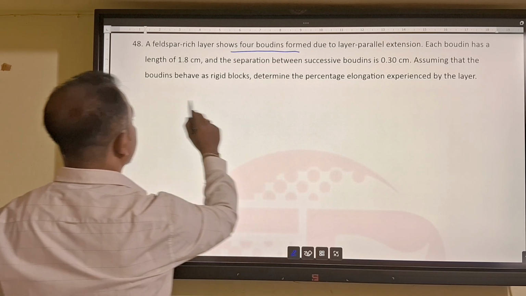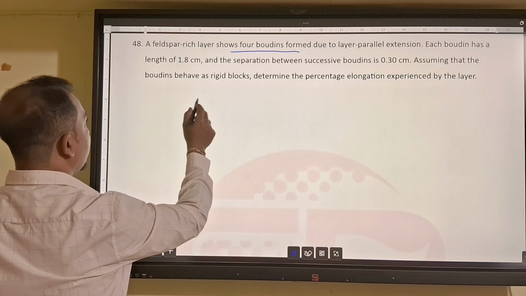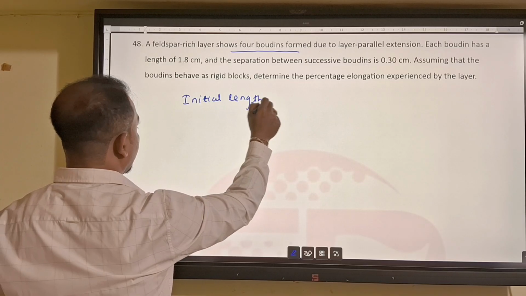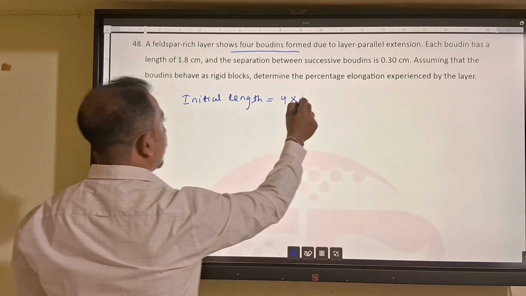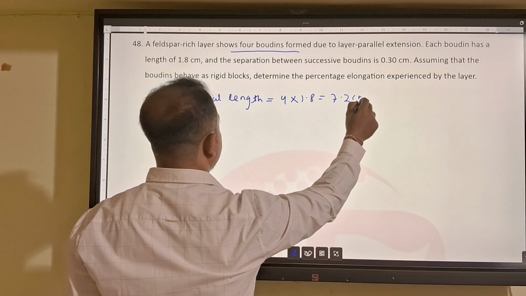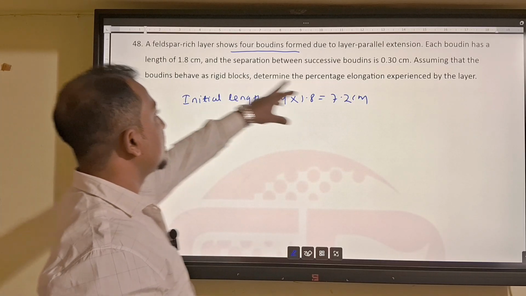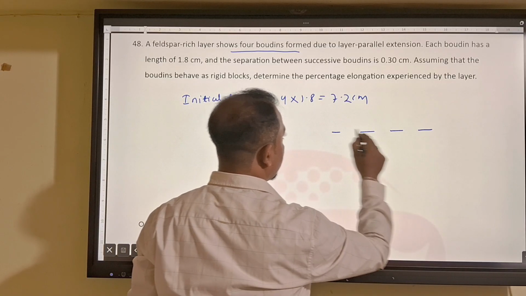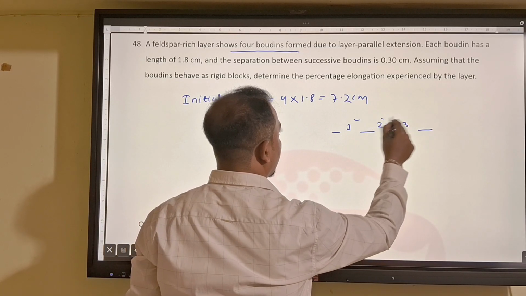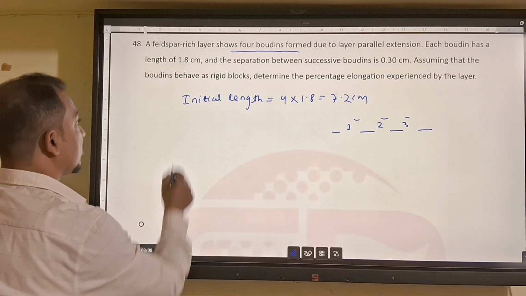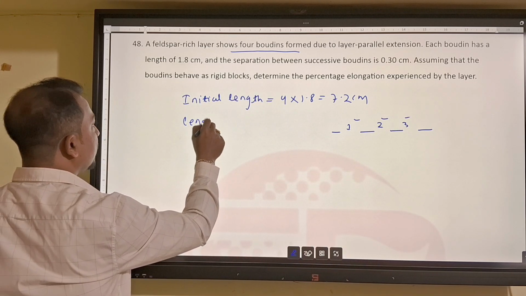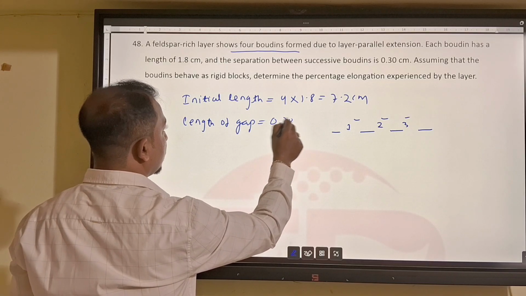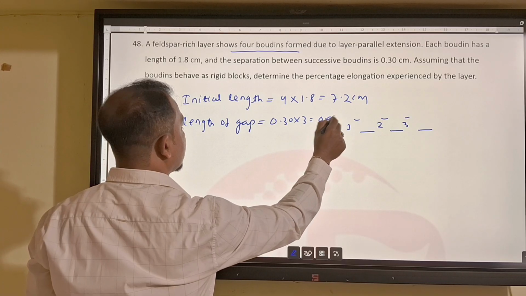So 4 boudins form, and each boudin has a length of 1.8 centimeter. So initial length will be 4 into 1.8, that is 7.2 centimeter. Then the separation between the successive boudins is 0.3 centimeter. As it is 4 segments, 1, 2, 3, 4 segments means 3 gaps. So each gap is 0.3 centimeter, so the length of the gap will be 0.30 into 3, 0.90 centimeter.